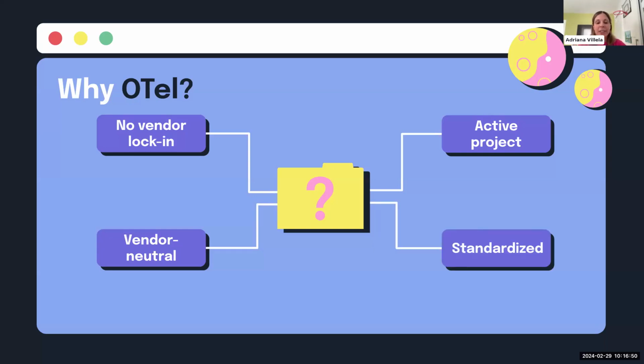And then finally, standardization. So OpenTelemetry is a standardized framework, as I said, backed by most major observability vendors. It is here to stay. It allows you to correlate all 3 key telemetry signals, as I said, traces, metrics, and logs.